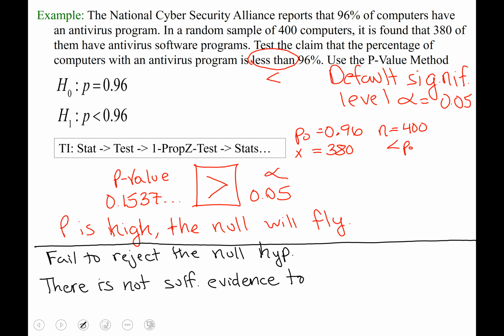Two. Next decision, support or reject. This has nothing to do with our fail to reject from earlier or the P being high. This decision has everything to do with the very original claim, which was less than. Less than does not contain equality. It's just strictly less than, so we say support.